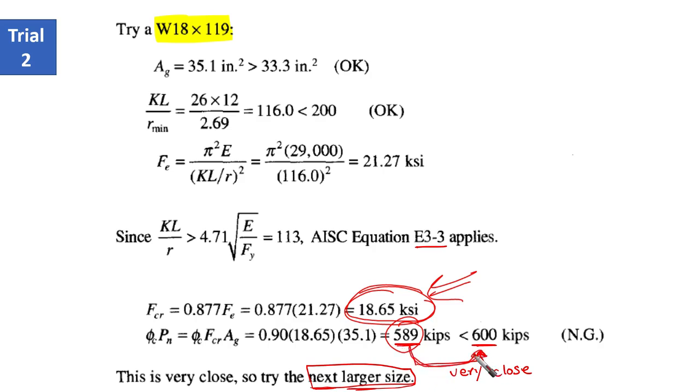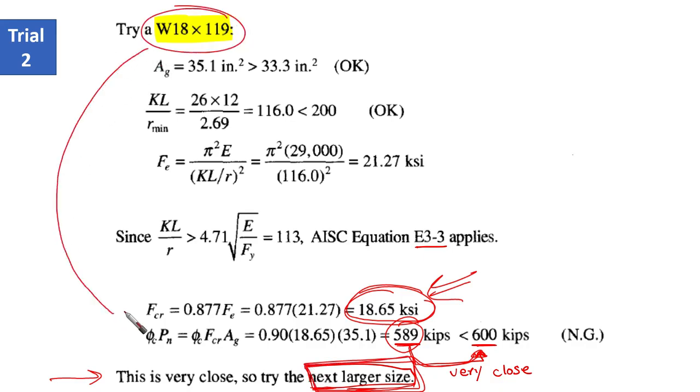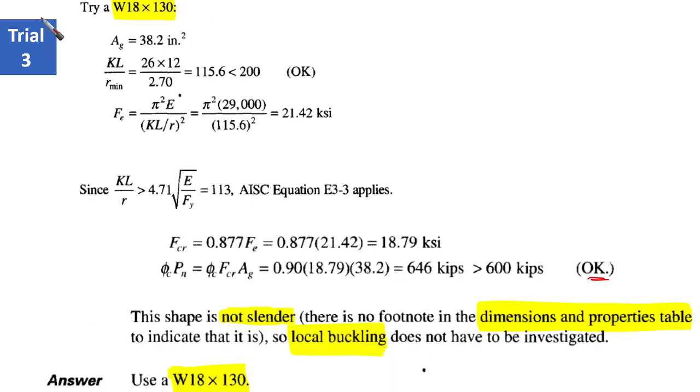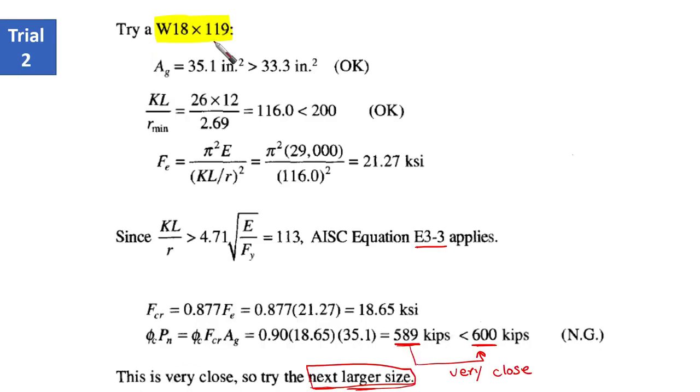Now, what is the next step? We're going into the last trial, which is the next, a little bit larger size, larger than this. So we are sure that only one larger size is going to make it higher than 600. Let's go to the larger size. This is trial number 3. After the 119, the next one is 130.